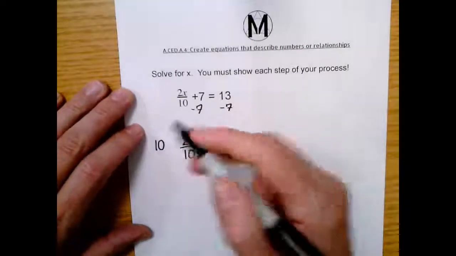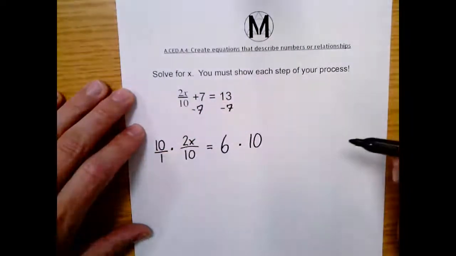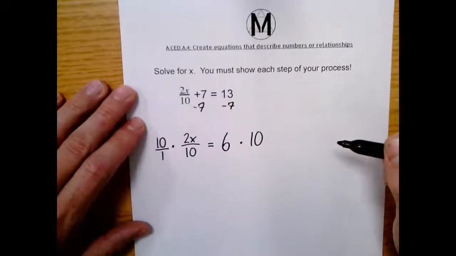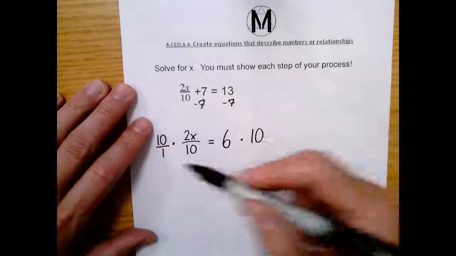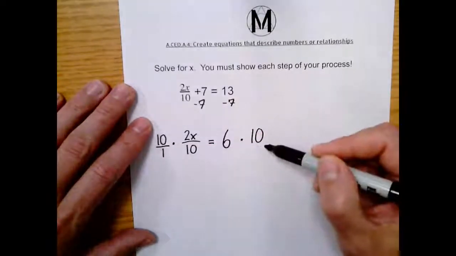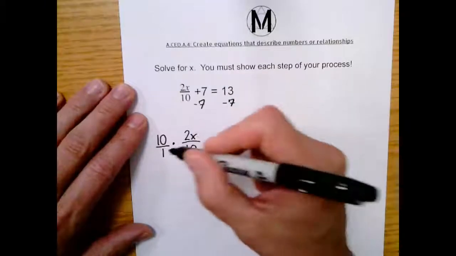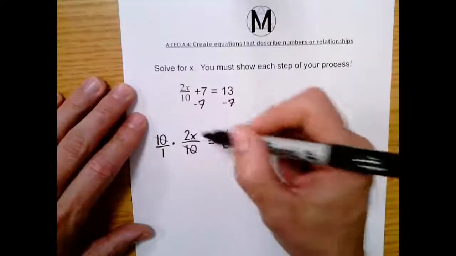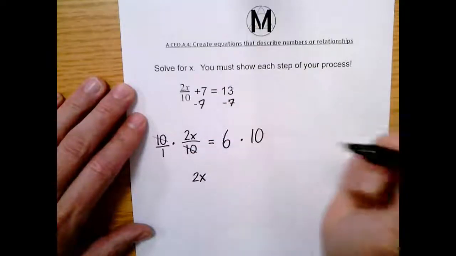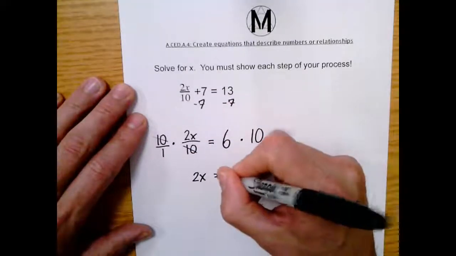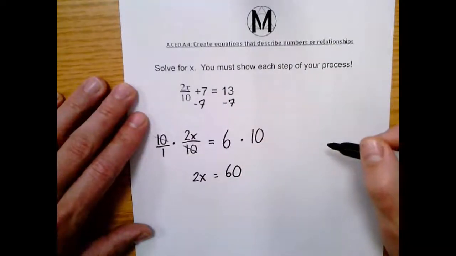Now this 10 that I'm multiplying by, I'm actually going to write as 10 over 1. And that is A-OK, right? Because any number we can write over 1 is the same thing. So 10 over 1, that's the same as 10. So then we multiply across, or you can just cancel it as you like. So these 10s do cancel, and we would be left with 2x over 1, which is the same as 2x equals 60. Okay, now we're almost there.